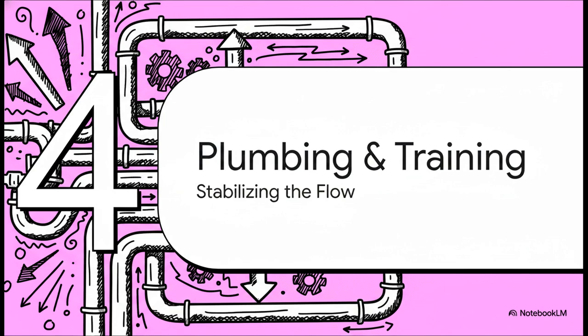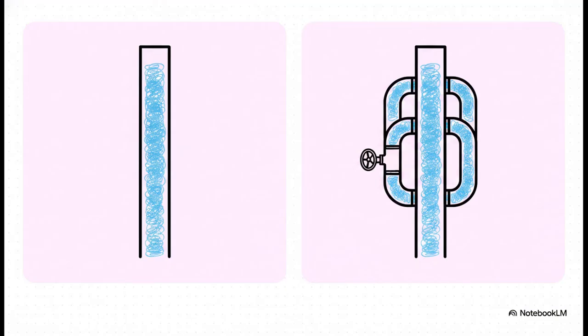Up next, Section 4, Plumbing and Training, Stabilizing the Flow. Take a look at the standard hidden layers on the left there. Like we were just talking about, if you stack way too many of these sequentially, you run right into the vanishing gradient problem. The mathematical learning signal just gets too weak as it travels backward through all those layers during training.